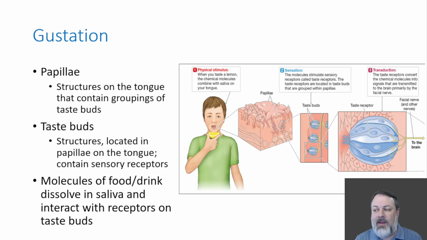But these taste buds contain chemical receptors that, when you put a substance in your mouth, and especially when the saliva starts to dissolve it, can interact with these receptors that are mostly located on your tongue, though there's also some taste receptors in other parts of your mouth as well.